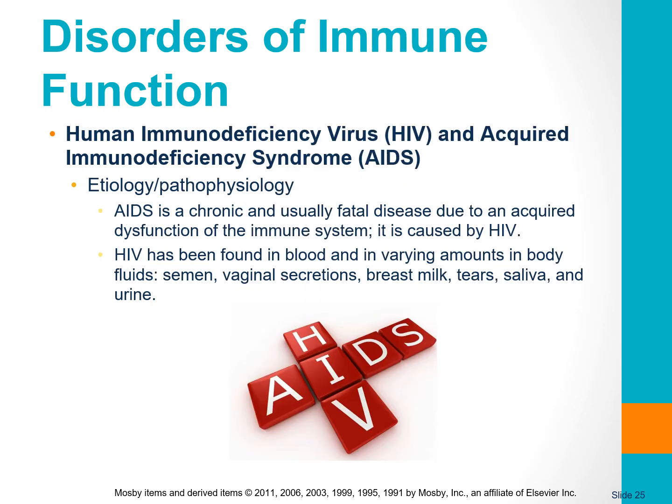All right, moving into immune disorders and immune function. We've already discussed HIV and AIDS in MedSearch, but we're going to talk about this specific to pediatric patients. So what is HIV? This is human immunodeficiency virus, and AIDS is acquired immunodeficiency syndrome. It's important to understand that AIDS is a progression of HIV. Okay, AIDS is a chronic and usually fatal disease due to the acquired dysfunction of the immune system, which is caused by the human immunodeficiency virus. Okay. HIV has been found in blood and in varying amounts of body fluids such as semen, vaginal secretions, breast milk, tears, saliva, and urine.